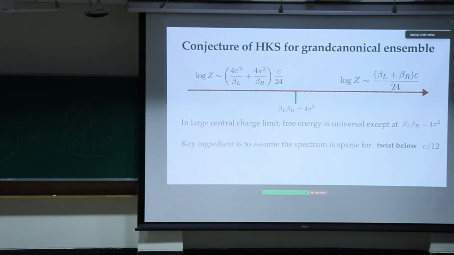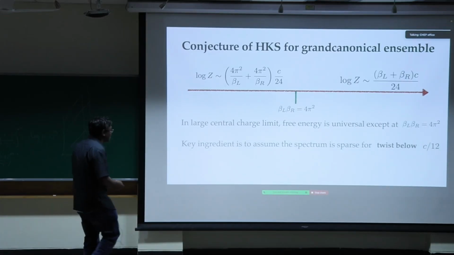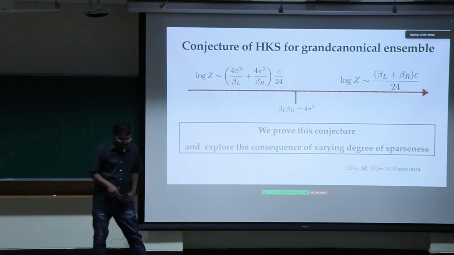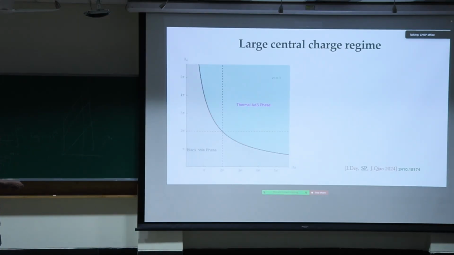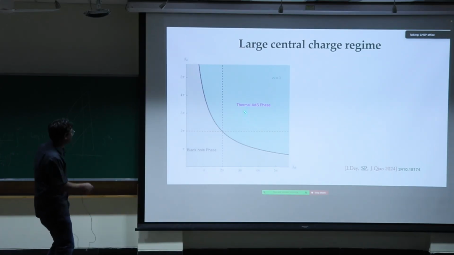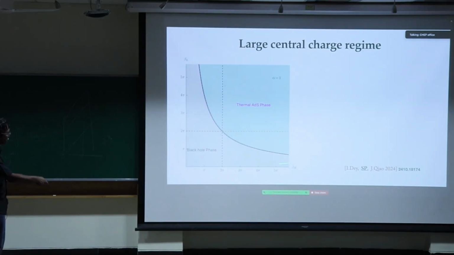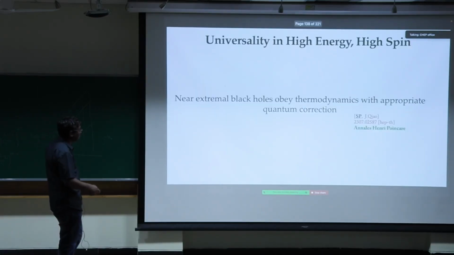And the key ingredient is that you have to assume the spectrum is sparse for low twist, not only for low scaling dimension. The sparseness is very important, and that's what I was mentioning to Pratik the other day. So we proved this conjecture last year in October, and this is the picture. Okay, so this is the black hole phase, this is the hyperbola, beta_L times beta_R equals 4 pi squared, and this is the thermal AdS phase.